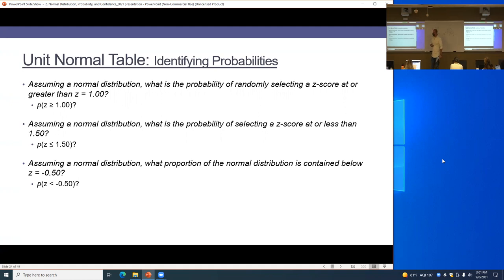So right here, assuming a normal distribution, what proportion of the normal distribution is contained below z equal to negative 0.5? Okay, what would be the answer there? Would it be 30.8? Yeah, exactly. This is what gets a little bit tricky, because we're talking about a z-score that falls below the mean. It's negative 0.5. It's symmetrical, so we can go either way with this. We're talking about below a score, and in this case the score is negative, so we're talking about the smaller proportion of the tail. We can use that to calculate, capitalizing on the symmetry of this distribution.